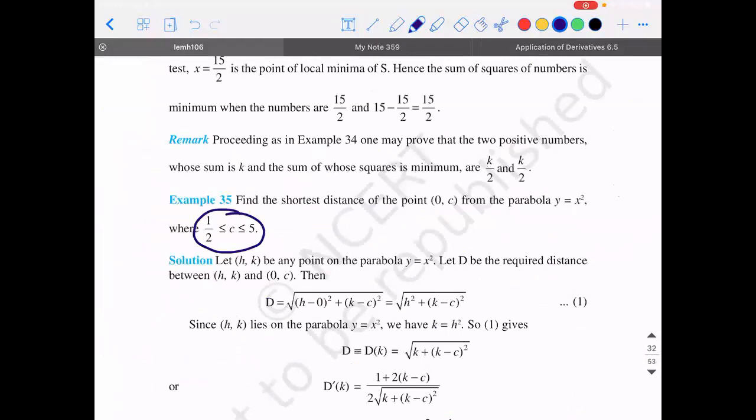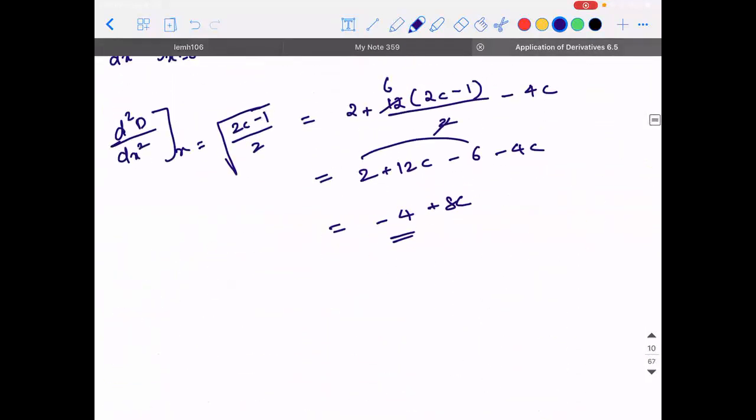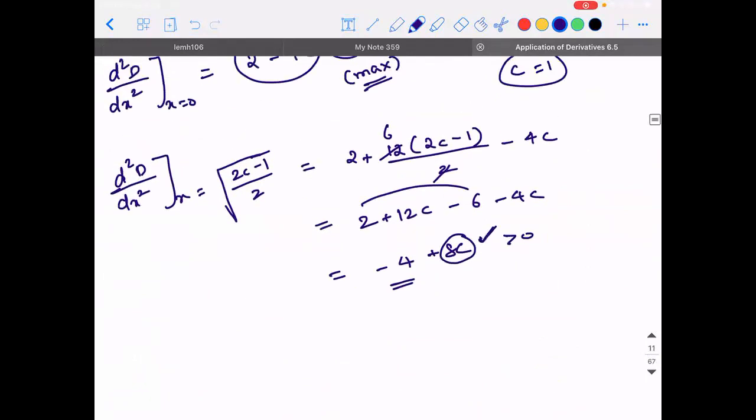Greater than or equal to. Okay. So if you take any value of c that is greater than half, then let's say 1. If you take 1, what will happen here? This value will be positive. So what can we conclude?